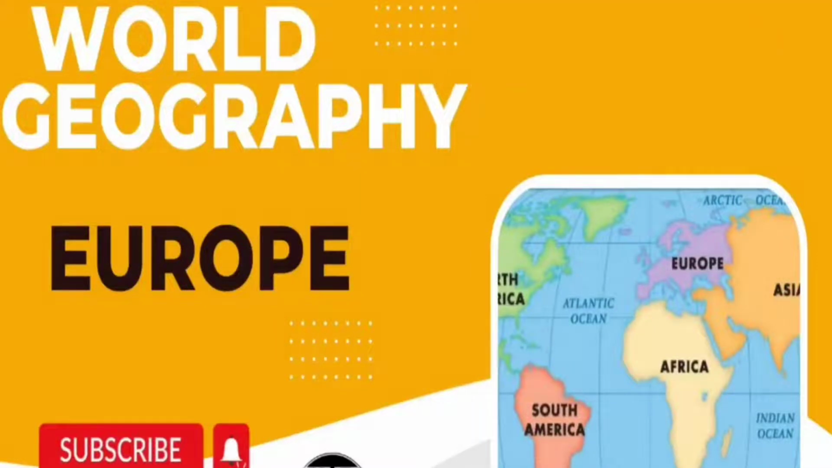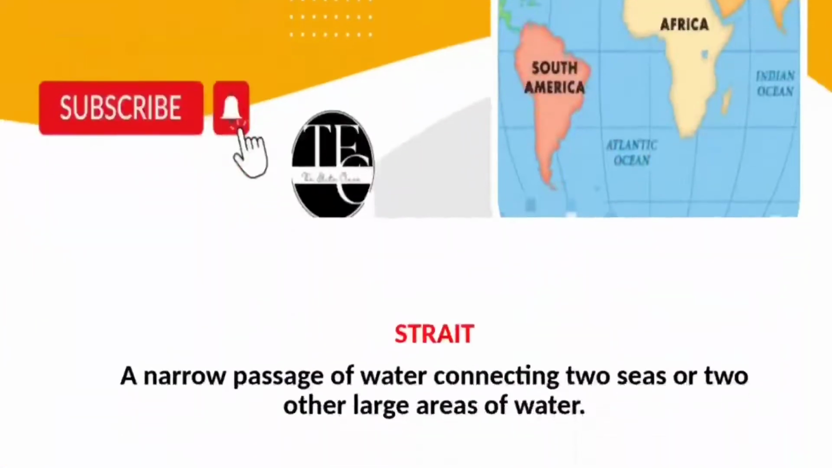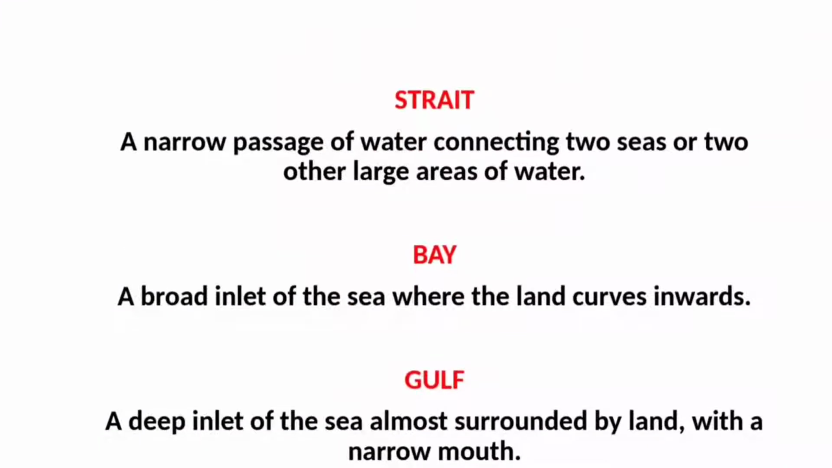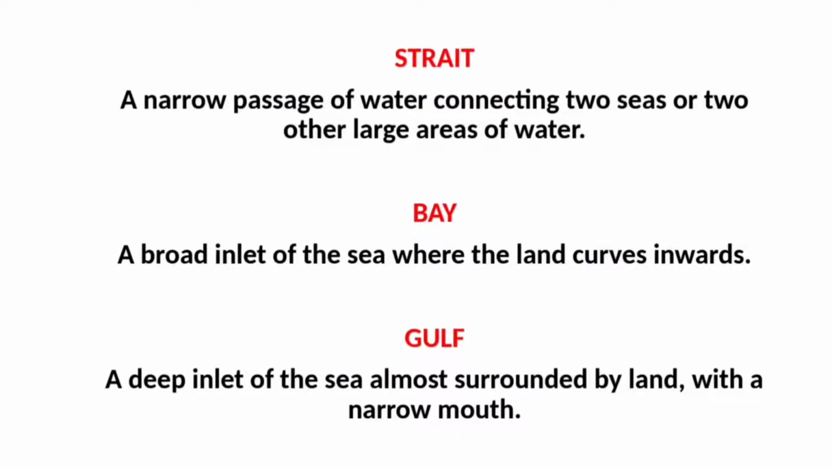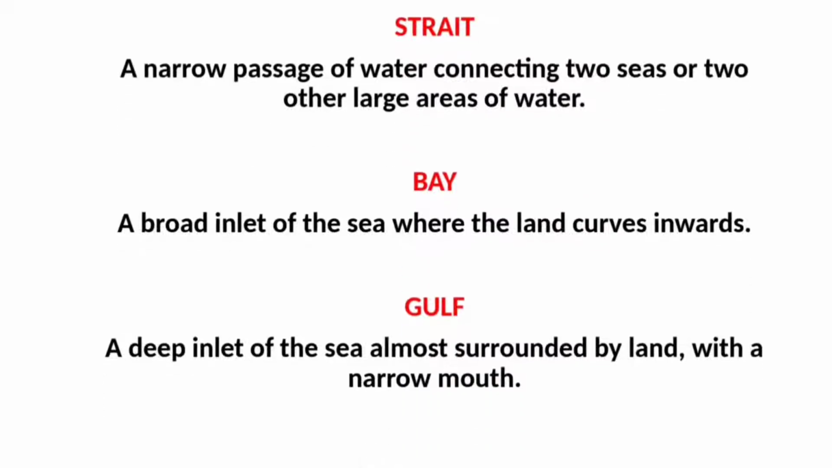Let's move towards today's topic, that is Europe. Before starting it, we need to understand some terms, and our first term is a strait. A strait is a narrow passage of water which connects either two seas or any large water body. In itself, a strait is a small water body connecting two large water bodies.